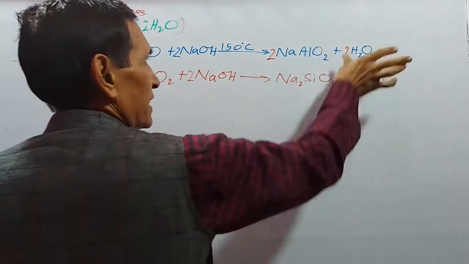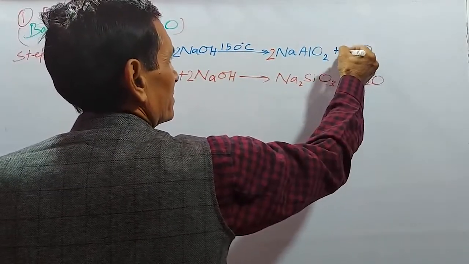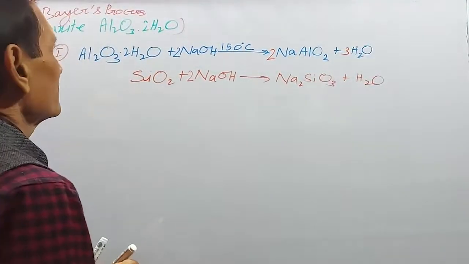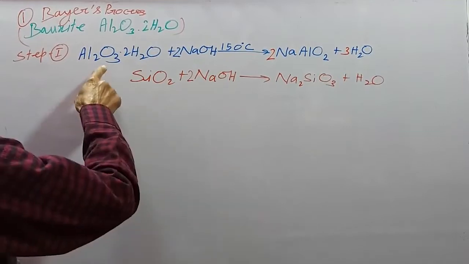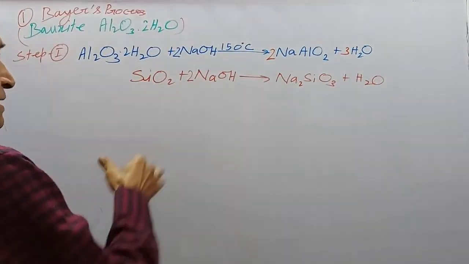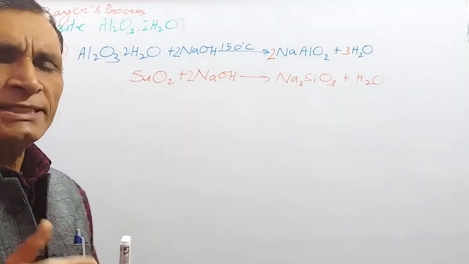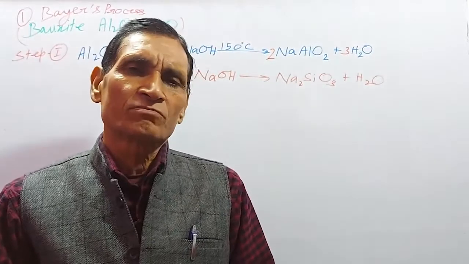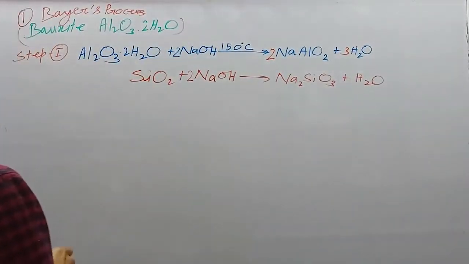Here we will balance the equation because there is oxygen 3 plus 2, 5 plus 2, 7, balanced. Now this solution is filtered to separate out the impurity, ferric oxide, and let us see the second step.